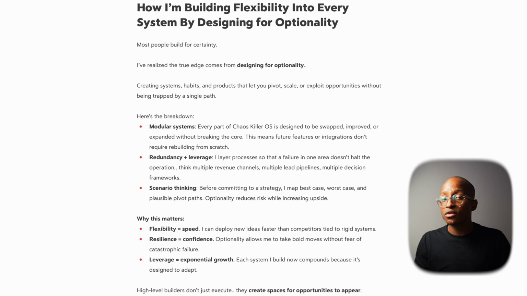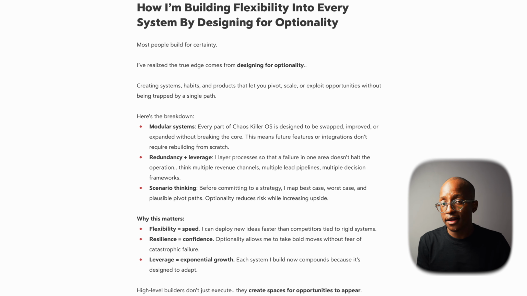But why this matters comes down to three things. And this is, flexibility gives you speed, which means I can deploy new ideas faster than competitors tied to rigid systems, because in business, speed is everything. Being able to do things right there and then gives you that leverage, so your competition cannot match your pace simply because they have rigid systems, and you have this modular approach that gives you optionalities.